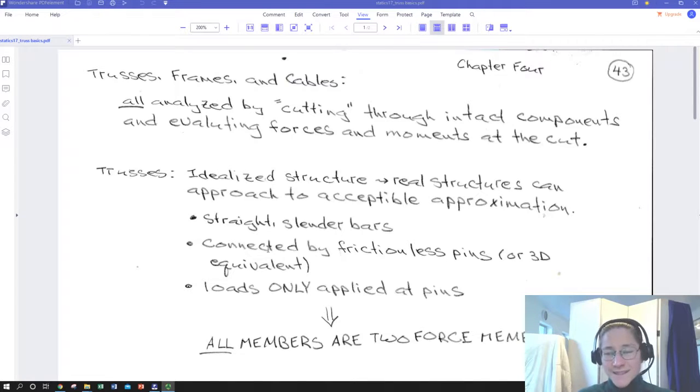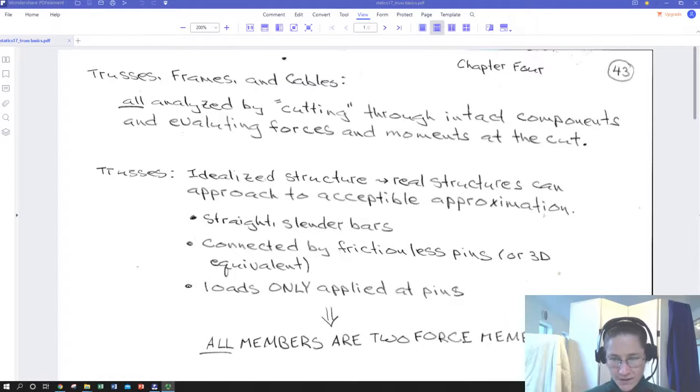As a result, from the second condition, we're going to find that every single member in a truss is a two-force member. Big simplification. That's truly where our biggest simplification flows from. And last but not least, the loads are only applied at pins. So if you have a truss and you're going to load it with an external load, you don't apply that load in the middle of those slender members.